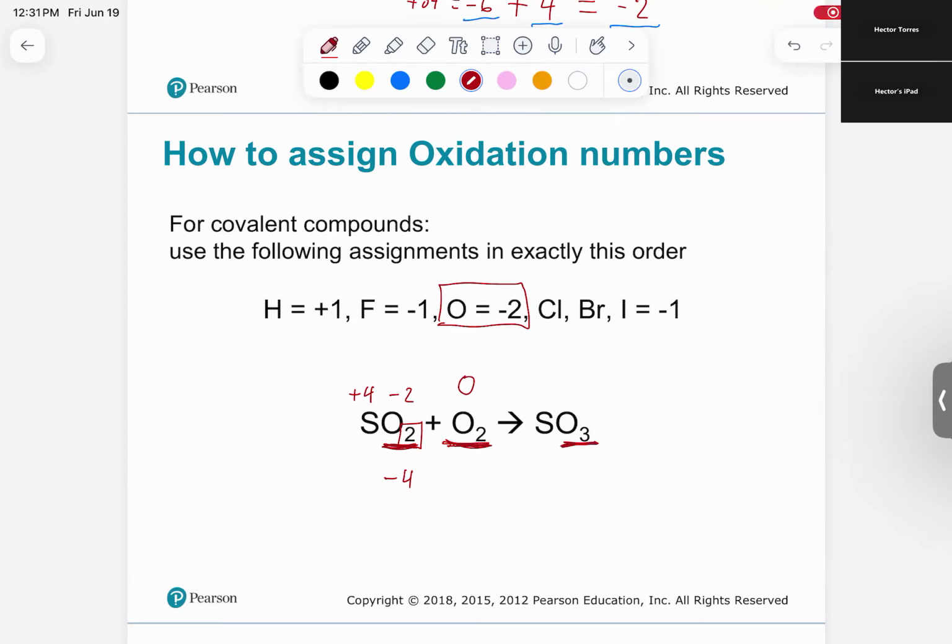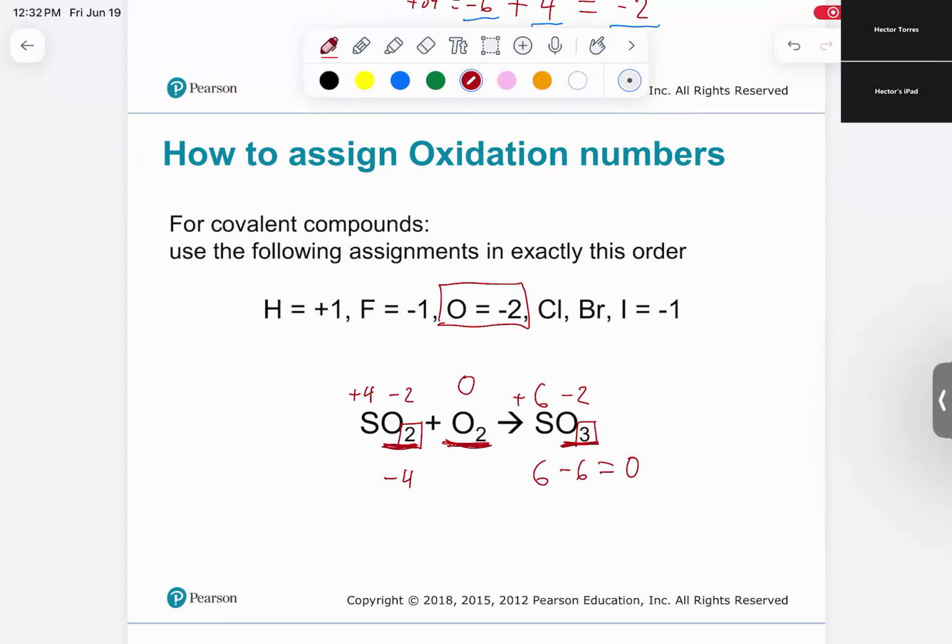Over here, I have oxygen again. Oxygen is going to be -2, but now there are 3 of them. So that's a -6 charge in total. Okay, and then the total charge of this atom is 0. So I have to think of a number that's going to be able to balance that out. So sulfur now has to be a +6. So we get a +6 oxidation number.